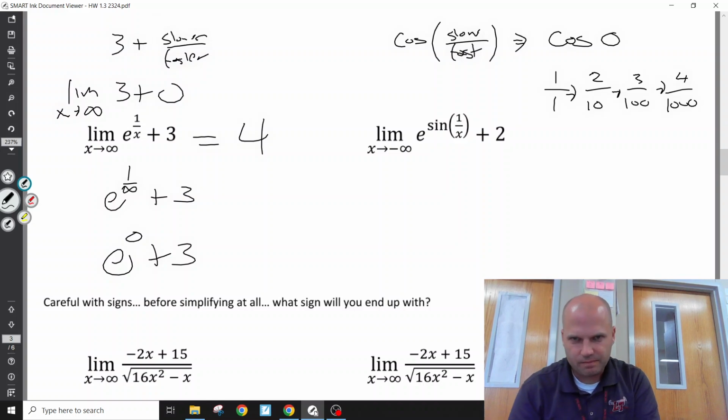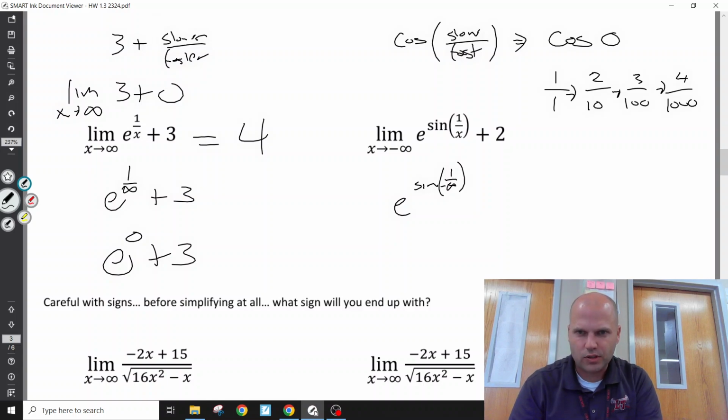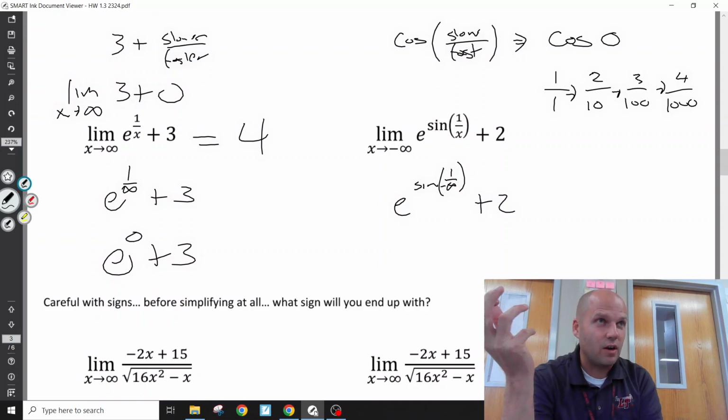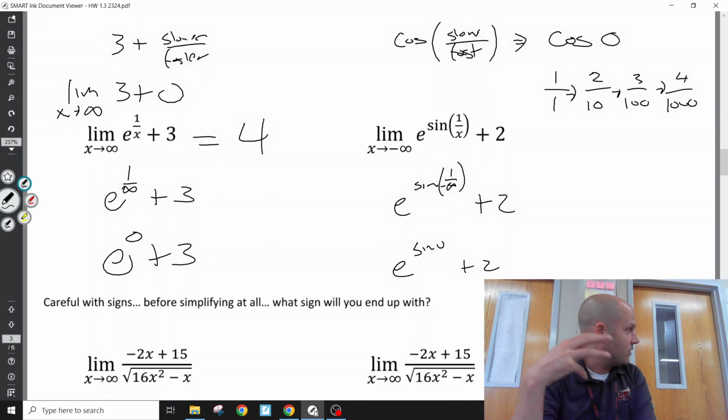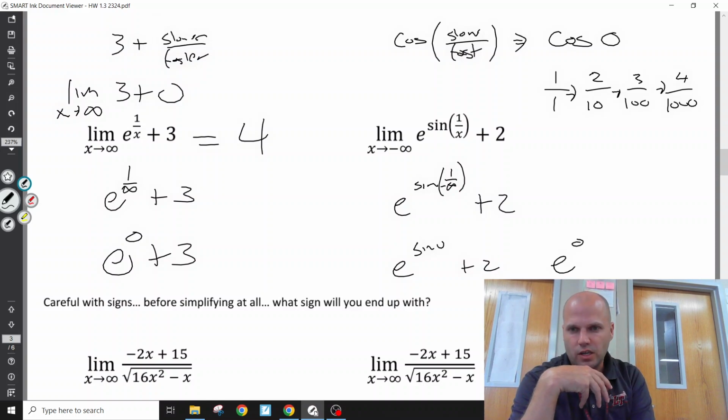This one is the same. You'd have e to the sine of 1 over negative infinity plus 2. 1 over negative infinity is going to 0, so I get e to the sine of 0 plus 2. The sine of 0 is 0. So you get e to the 0 plus 2. e to the 0 is 1. 1 plus 2 is 3.